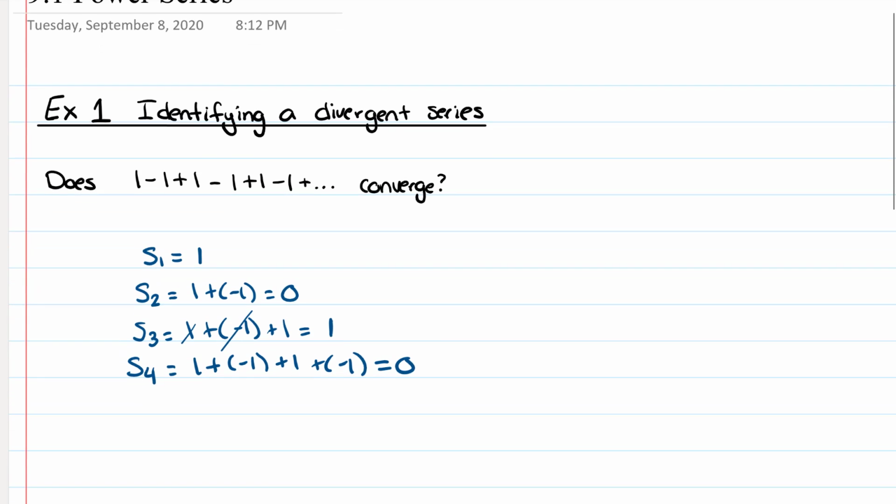Okay, I'm still not convinced, so let's try one more. S sub 5. The first 5 terms we're going to add up, and we get 1 again. So it looks like it's bouncing from 1, 0, 1, 0, 1, 0, and it doesn't look like it's going to converge. Let me show you what the sequence looks like if I were to go to, say, 100.